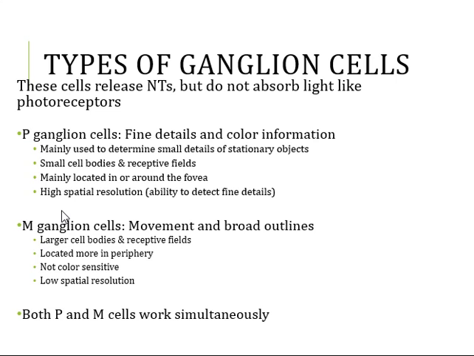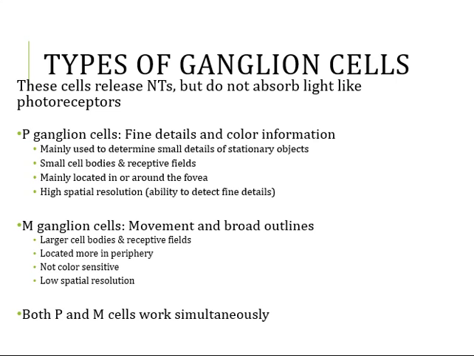Next, we have the magnocellular ganglion cells, and these are responsible for movement and broad outlines. They have larger cell bodies and large receptive fields, and they're located more in the periphery. They're not color sensitive and have low spatial resolution, which makes sense. If you have a large receptive field, then you're going to pick up everything that you see, so you're not going to be specific on what's going on. Specificity comes from a smaller receptive field, and smaller receptive fields increase spatial resolution. So M and P cells work together simultaneously. Nothing works by itself in the brain ever.